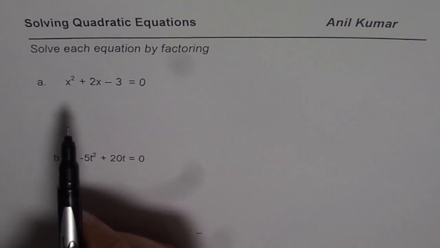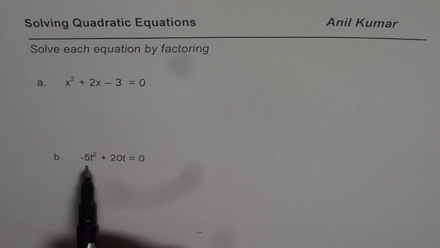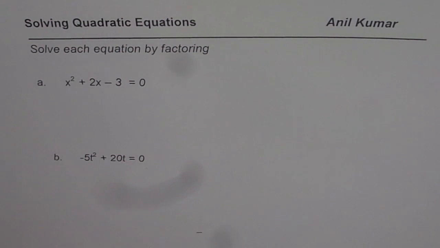The first one is x squared plus 2x minus 3 equals 0, and then we have minus 5t squared plus 20t equals 0. Let us factor and solve these equations.